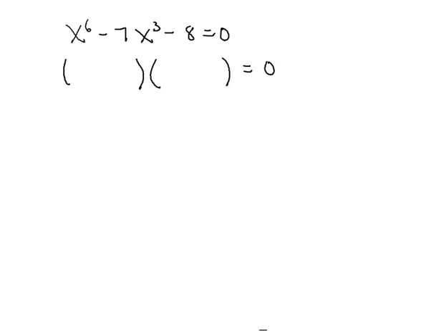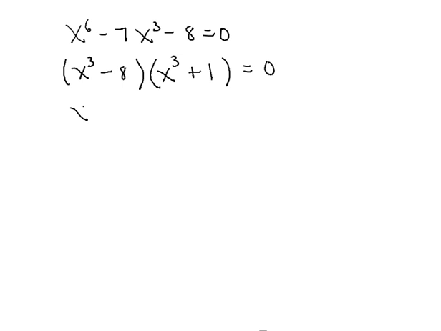And because we have x to the 6th there as the first term, it should seem reasonable that we need an x to the 3rd and x to the 3rd as the first terms in each binomial. And that's dictated by the fact that the variable portion of the middle term is x to the 3rd. So now we need to determine the factors of negative 8 that will add up to be negative 7. I think you'll agree that would be minus 8 here, then plus 1.